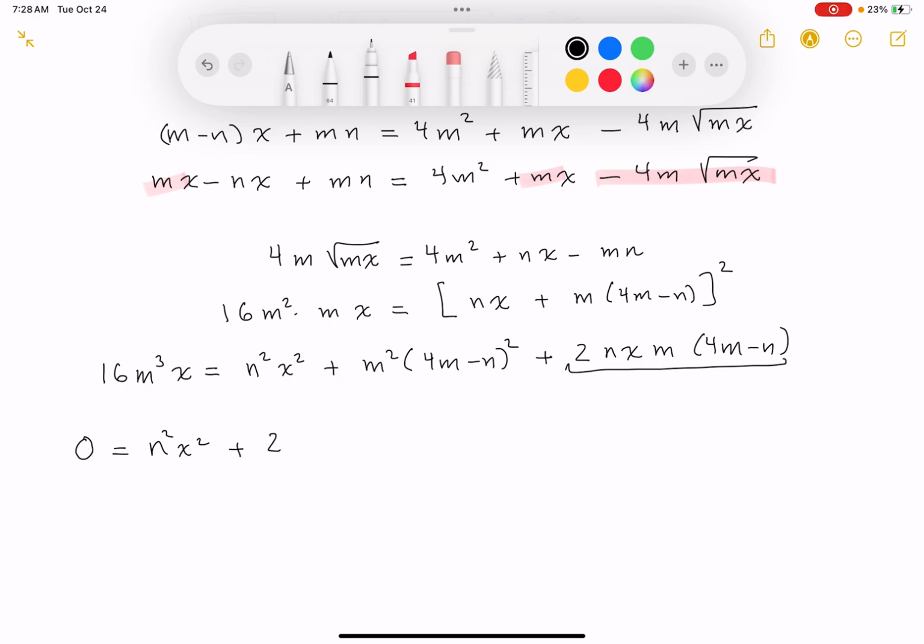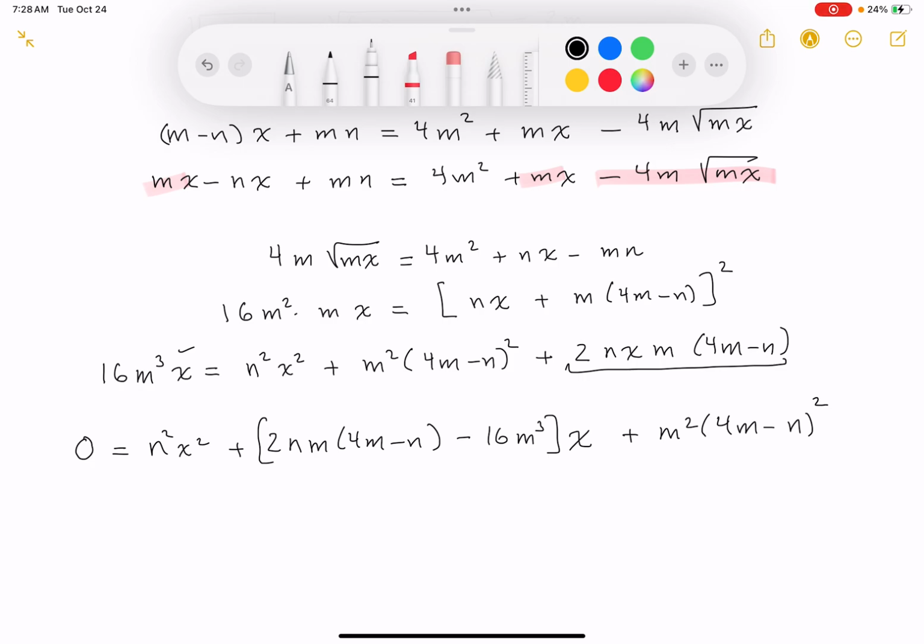That's going to be 2nm, 4m minus n. Put this in a parentheses over here, a bracket. Let's see if I got that. 2nm, 4m minus n. And then I'll subtract this from both sides, which would be minus 16m cubed. And now to have a coefficient of the x. That's the coefficient of x, by the way. Then you're left with this plus m squared 4m minus n quantity squared.